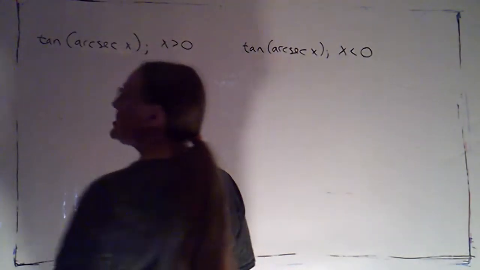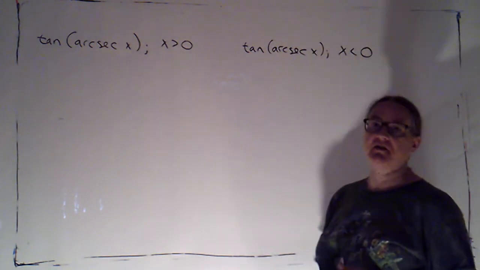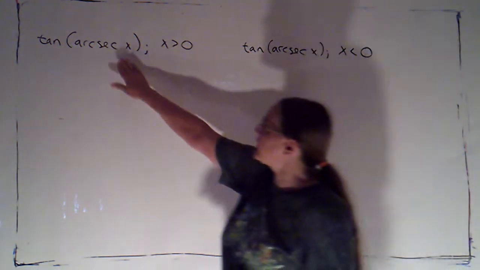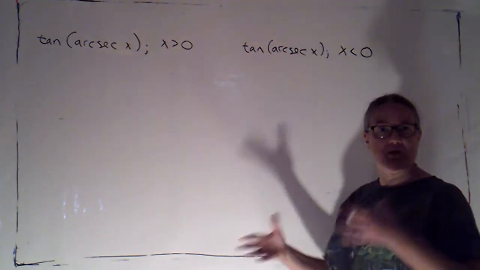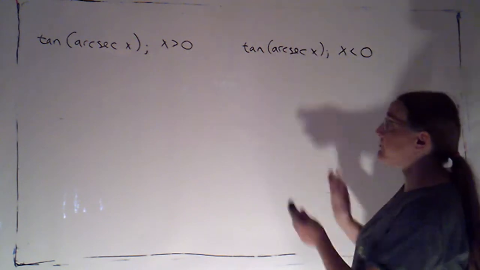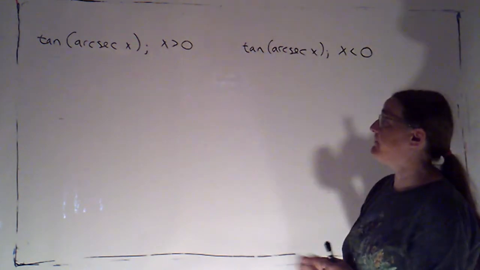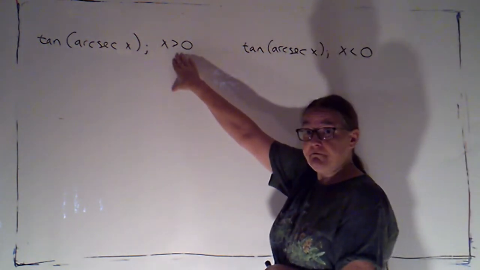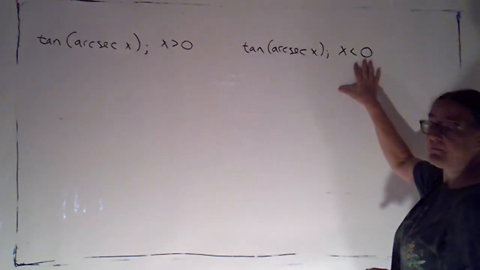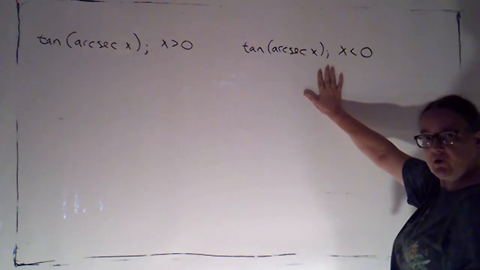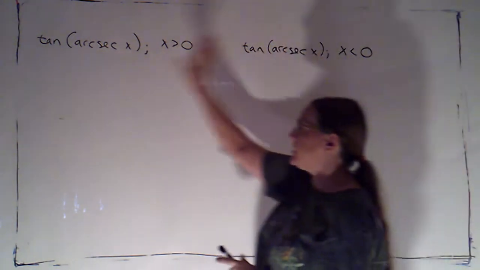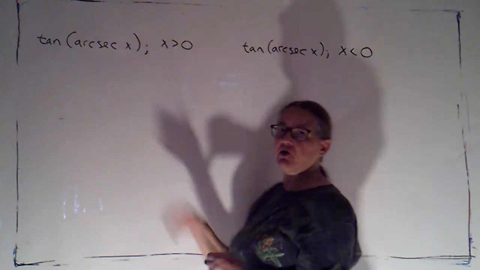I want to take a look at two function compositions that involve a trig and an inverse trig function. But this time we're working with the inverse trig function arcsecant, which is one of our newer ones that we haven't spent so much time with. Okay, they're very related. We're looking at tangent of arcsecant of x when x is positive, and then tangent of arcsecant of x when x is negative. I think this one's a little bit trickier, so let's work through this one together, and then I'll have you pause the video and work through this one on your own.